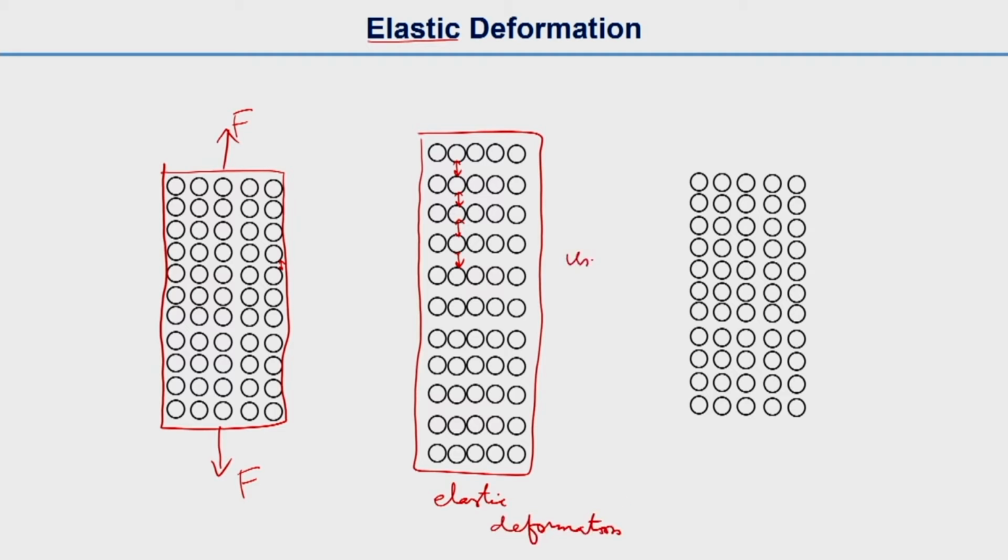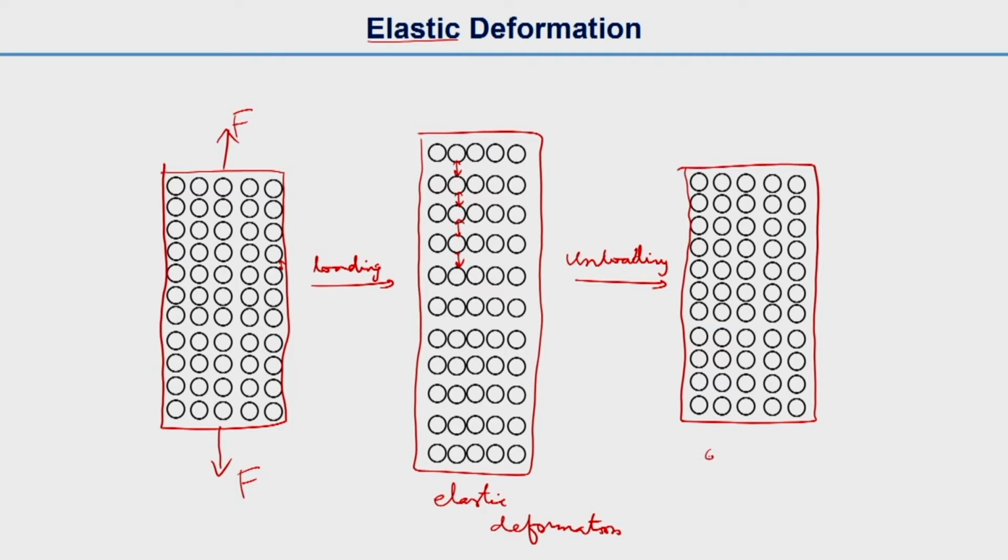And what will happen if you unload it? What you did here is the loading, and if you unload it, the material will take the original shape. So this will be the original shape, that means the deformation is reversible deformation. The unloading is giving us the same shape as the original shape, but that is not the case in plastic deformation. Plastic deformation is different.